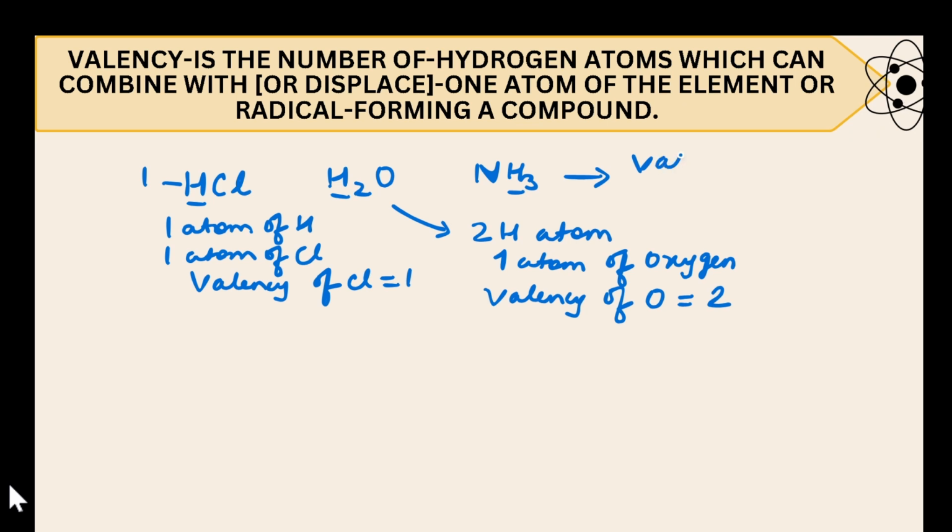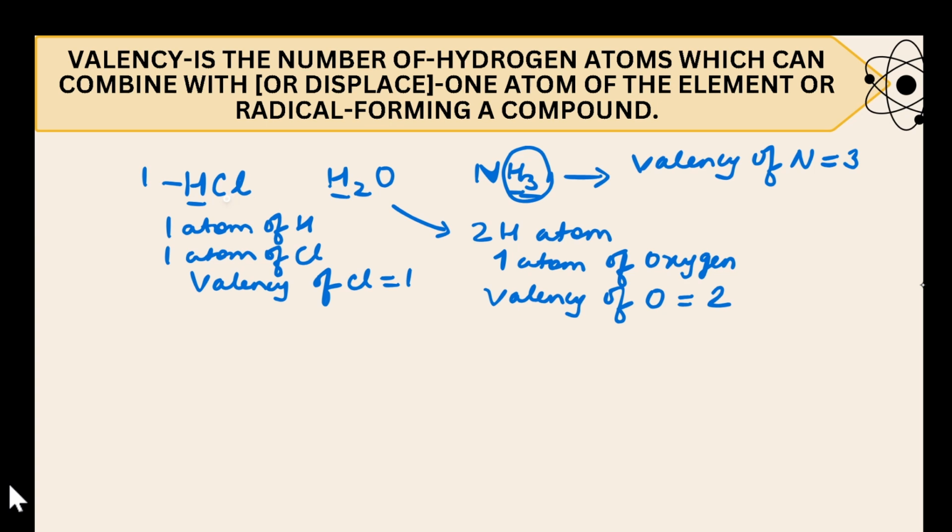And in the last example, that is ammonia, now it's very clear, you can identify what will be the valency of nitrogen over here. The valency of nitrogen here will be 3. Why? Because the number of hydrogen atoms that are combining in this compound is 3. Because 3 hydrogen atoms are combining with one atom of nitrogen, the valency of nitrogen with respect to the number of hydrogen atoms will be 3.